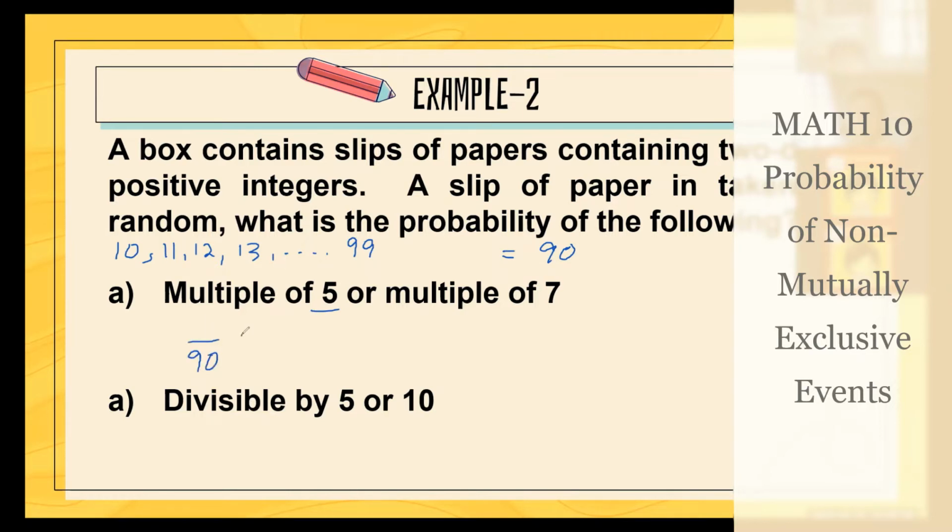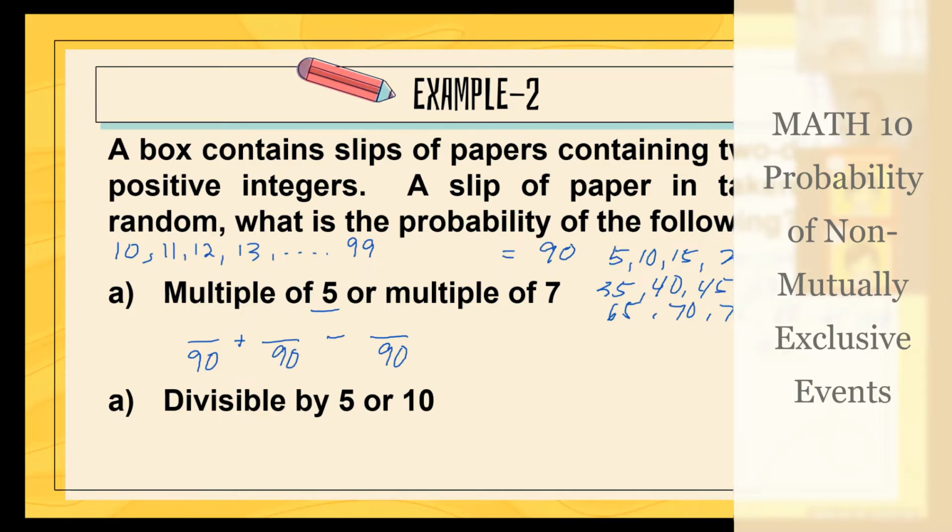So over 90, for multiple of 5, another over 90 for multiple of 7, minus another over 90 for the common. Now, let us list what are the multiples of 5. 5, 10, 15. It's a matter of listing, pero if you are fast, kaya naman. 15, 20, 25, 30, 35, 40, 45, 50, 55, 60, ilan? 65, 70, 75, 80, 85, 90, 95.